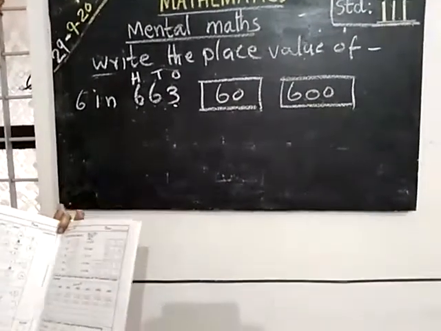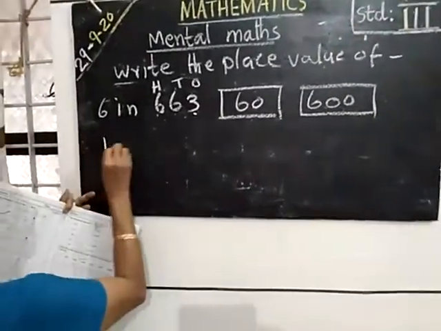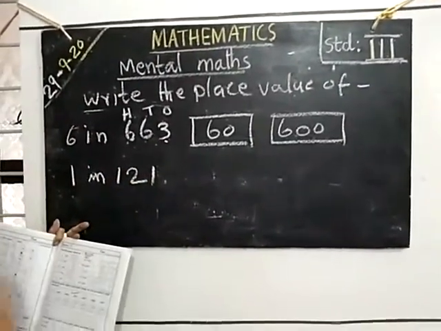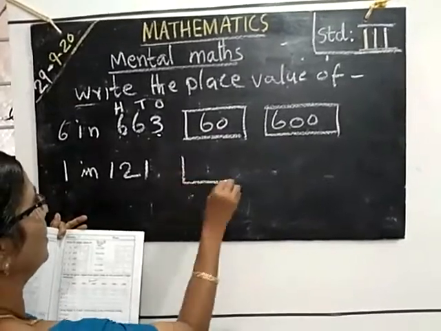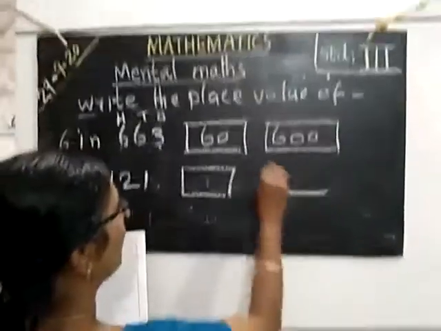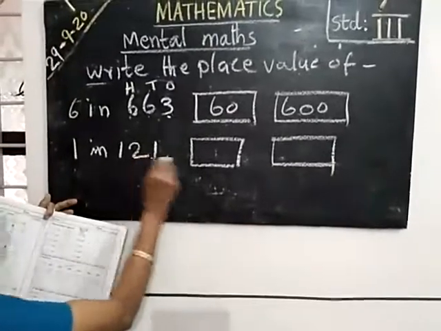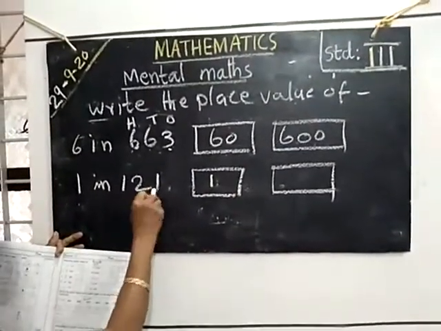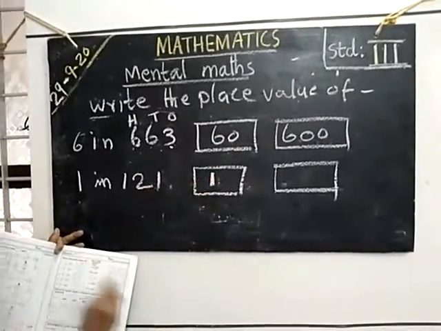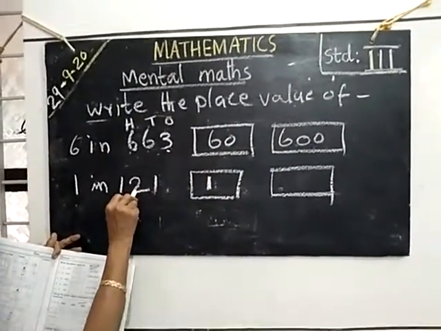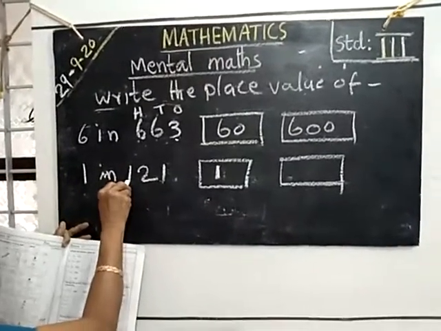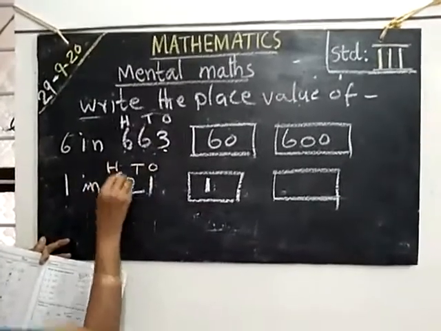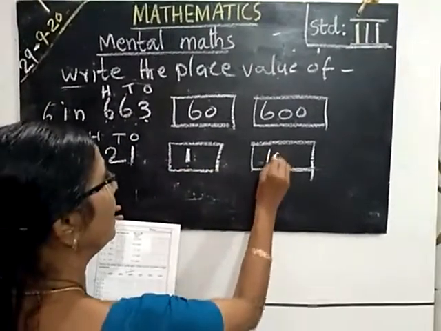Like that you write. Then 1 in 121. 2 ones are here, no? Then what is the place value of 1? Only 1, no? In the ones place there is 1, and 2 in the tens place. Then again 1 in the hundreds place. So 1 and 100.